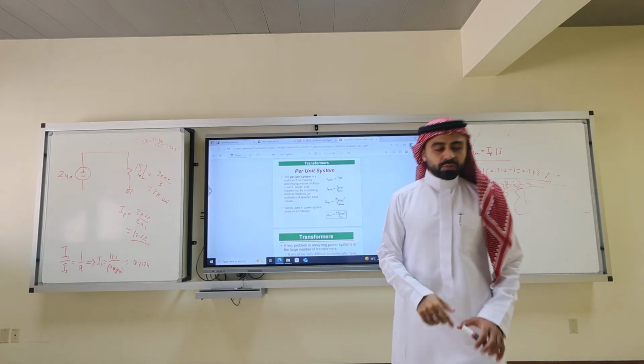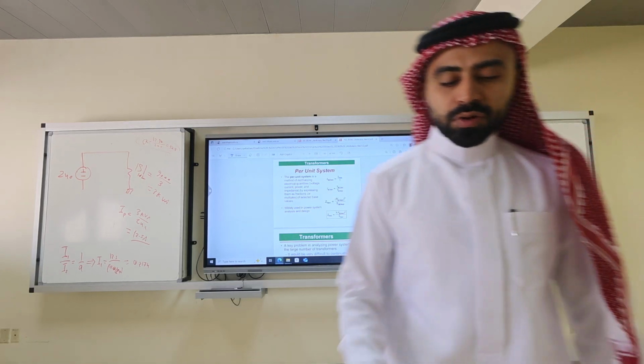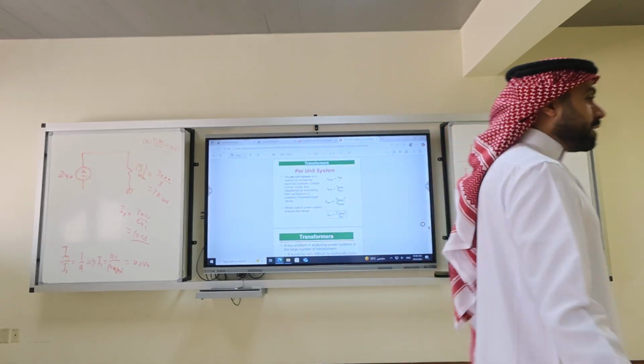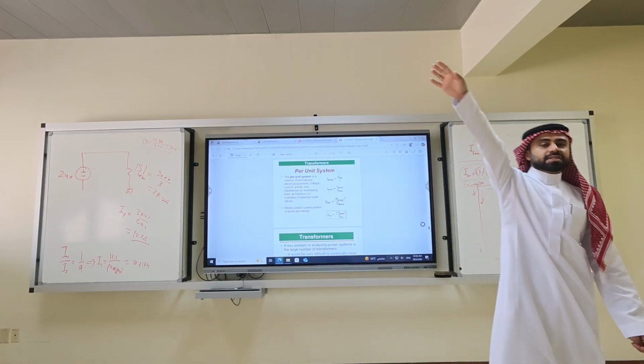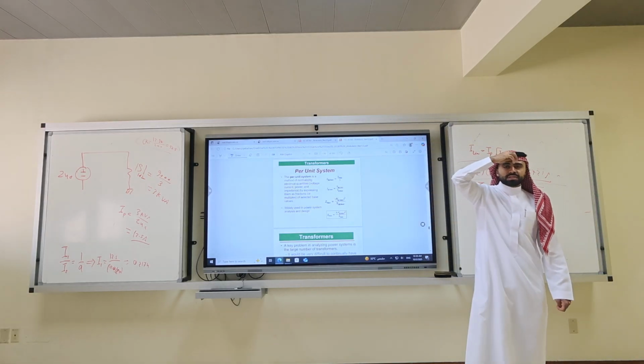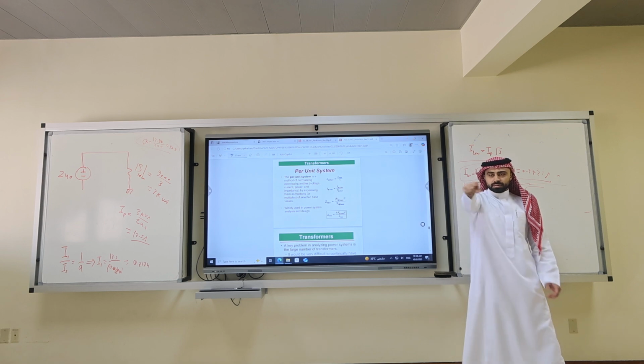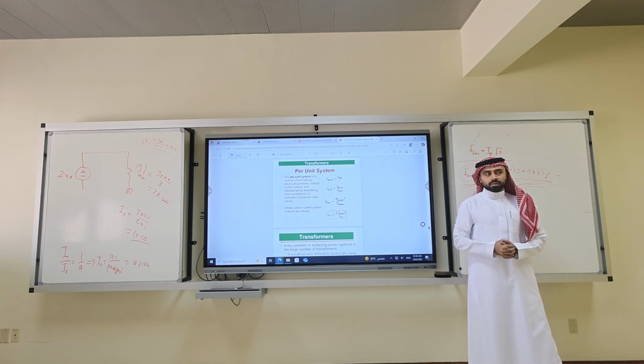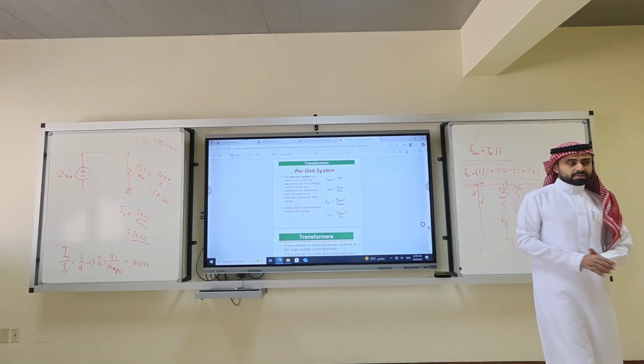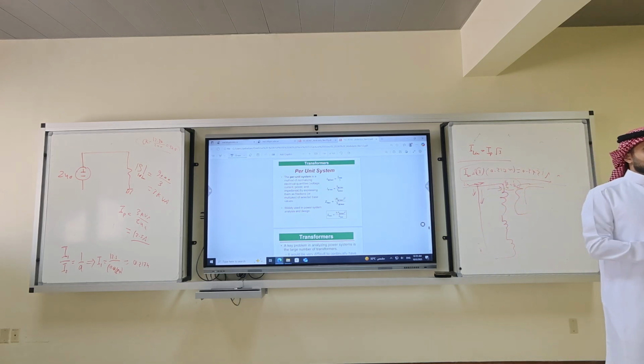Another concept that I want to talk about. What is this concept? The per unit system. Let's say Aramco Stadium has a substation. What is the Aramco Stadium substation? It was 115 kilovolts to 13.8. They love certain numbers, but it's not always.